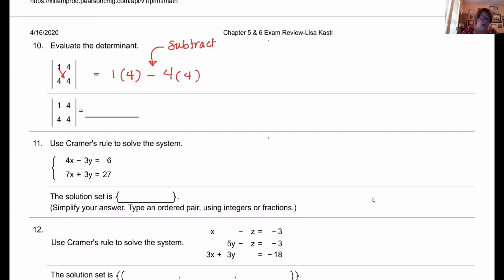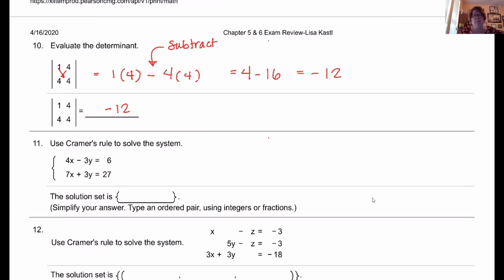And this formula is on your formula sheet, or perhaps you've written it down on a sheet of paper, but you do need to know this formula. You multiply the main diagonal and you subtract from it the other diagonal. So this would be 4 minus 16, which would be -12.